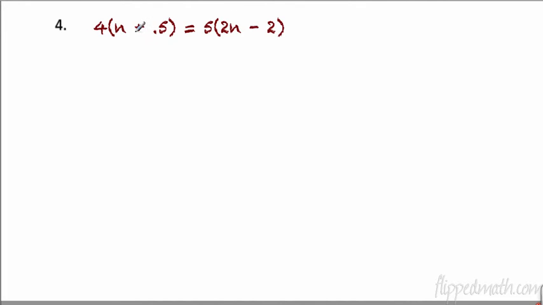Okay, this bad boy is going to be using some distributive property, and we got some decimals in there, so that just makes it ugly in general. So let's distribute first. That's the first step. We're going to get 4n plus 4 times 0.5. That's just 2, so I'm going to write positive 2. That's going to equal 10n minus 10.